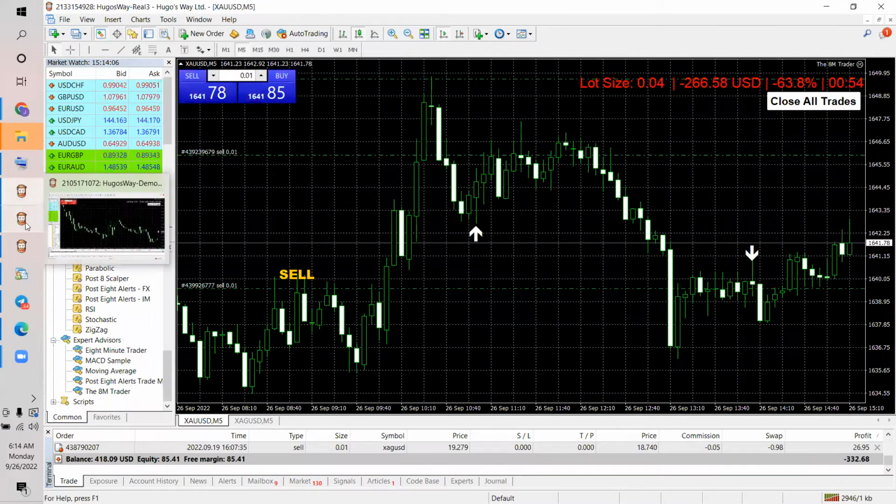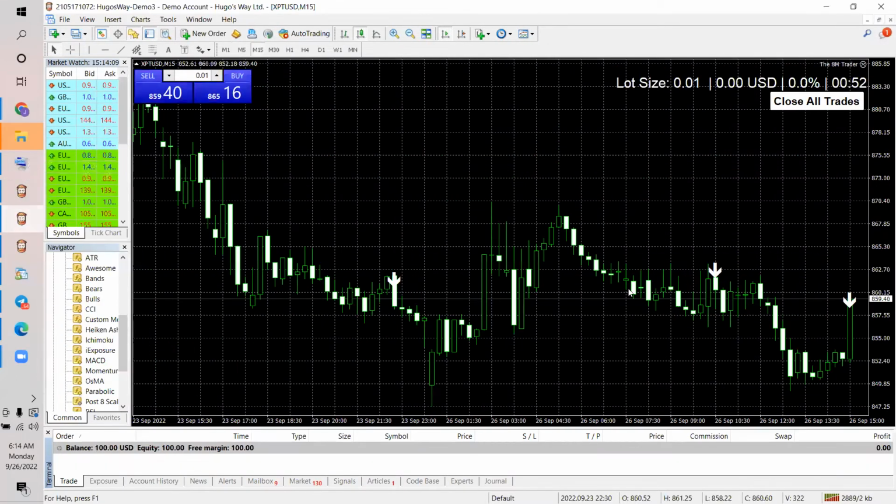So we're going to do that for Platinum. We're going to switch to the 15-minute time frame. We could already see a down arrow right there. So we're going to wait till the candle close in order to go ahead and get that done.